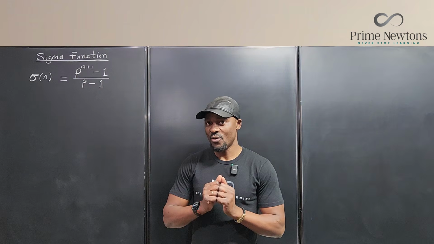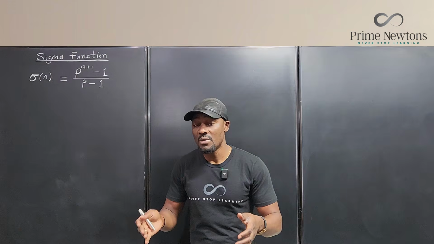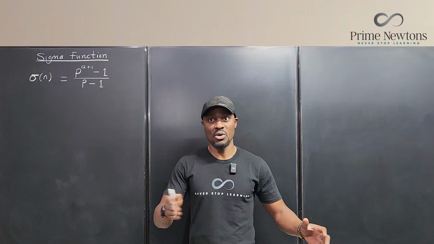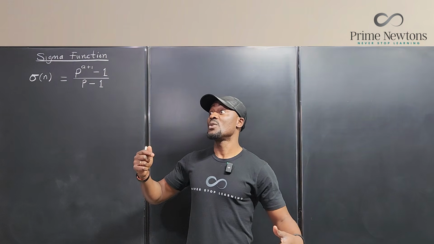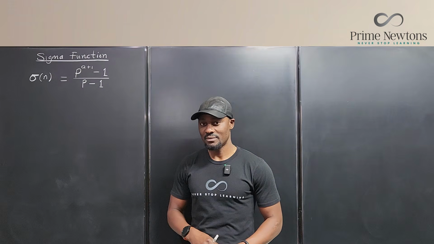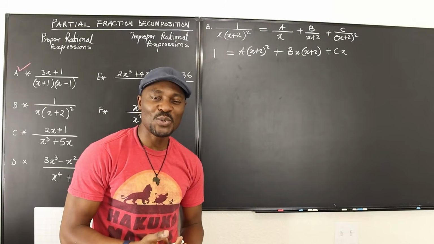Okay. What does the sigma function do? It helps us calculate the sum of all the divisors of any number. You just add them all up and you get the answer as if you listed them out. The formula can help you do that. This is number theory. Let's get into the video.